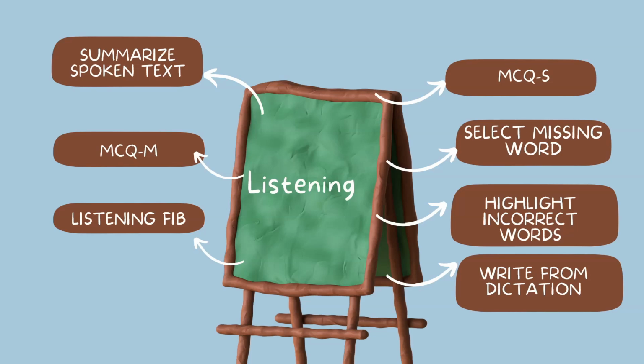Next is select missing word, 1 to 2 questions. Next is highlight incorrect words, 1 to 2 questions. It's a similar task as in PTE Academic. And the last one is write from dictation, 3 to 4 questions in the final exam. Highlight correct summary is a type of question that is not in PTE Core and it is in PTE Academic. So this is all about the pattern of PTE Core.